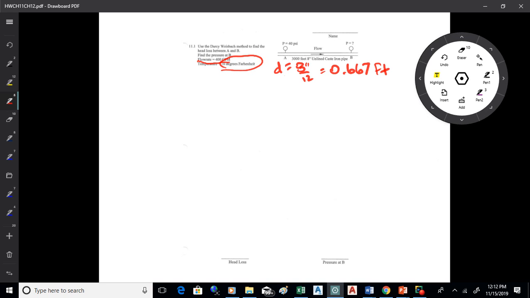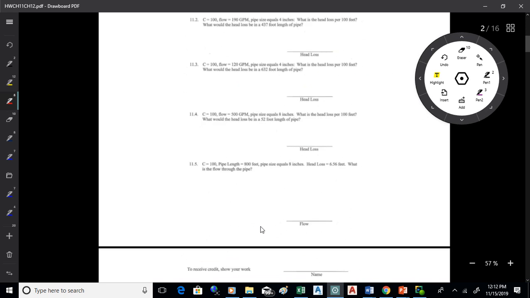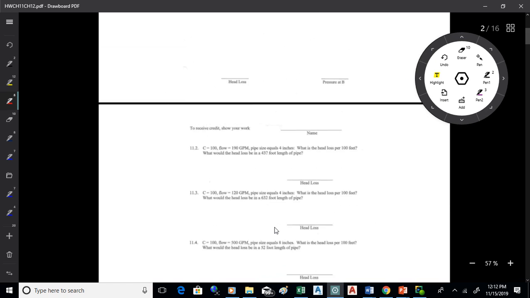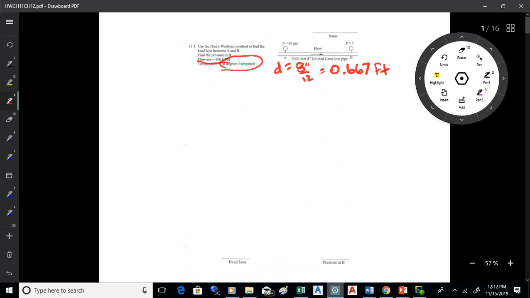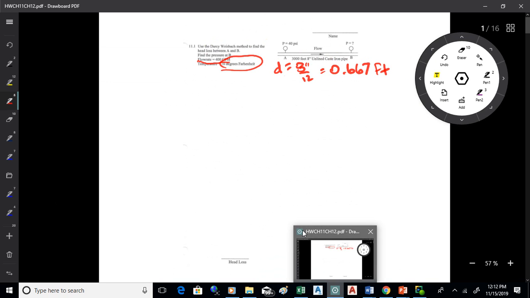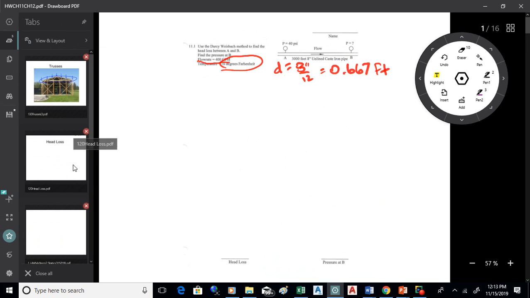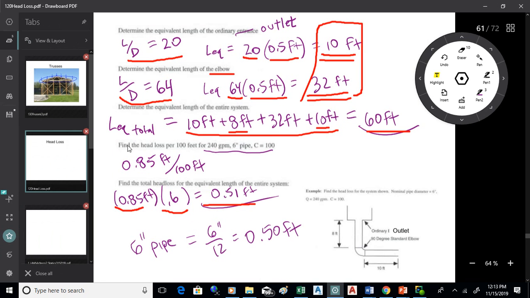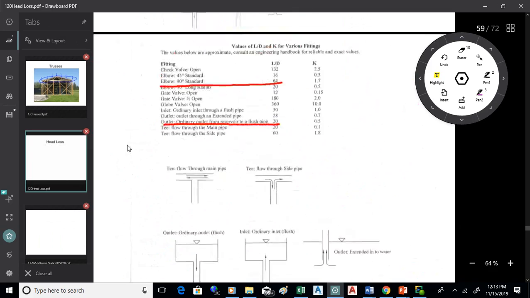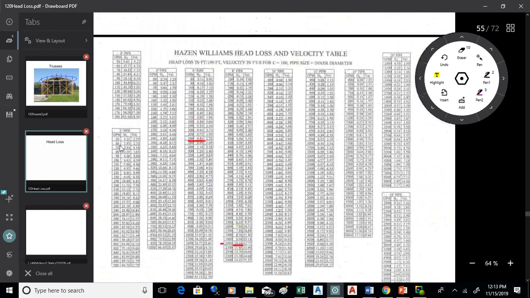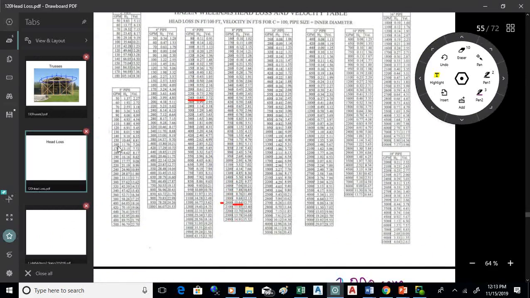Now what I would do next would be to find the velocity, because I'll need that also. So I'd go ahead and look at the Hazen-Williams chart to get that figured out. One thing to remember is that you don't need to be doing that Q over VA stuff all the time. Sometimes you might need to do it, but for some of this stuff, you don't. If you've got standard pipe sizes and a standard flow, you can just find this on the chart.